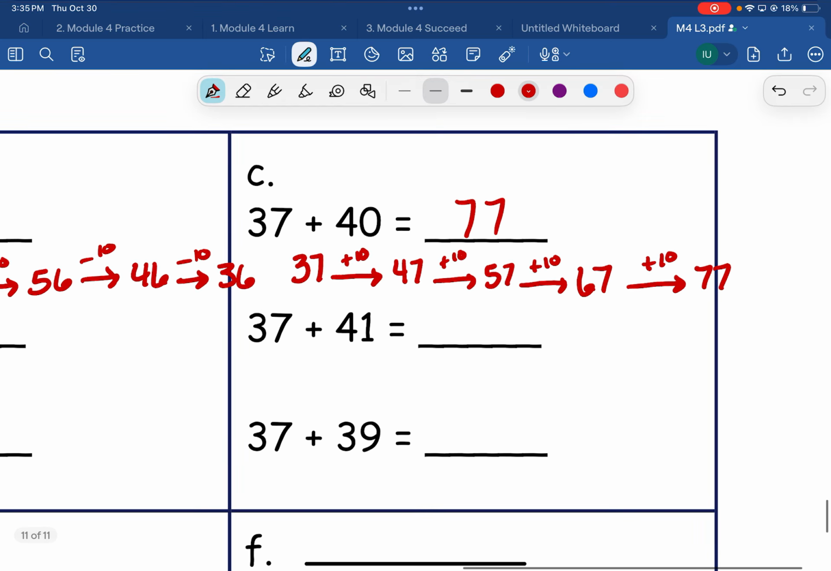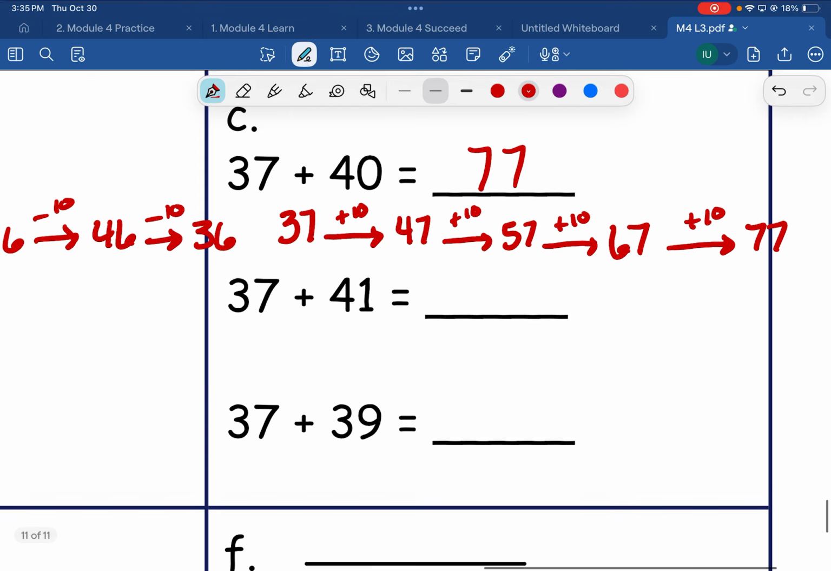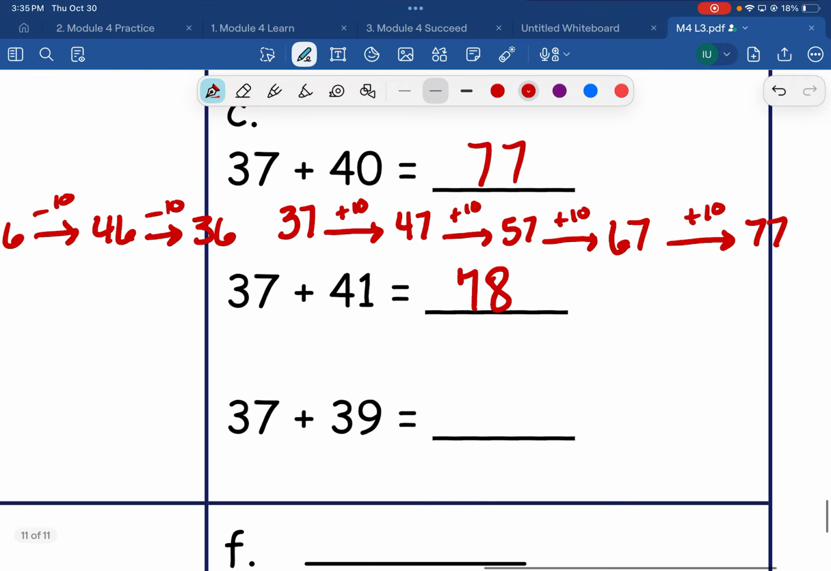So now we look at our second question. It says 37 plus 41. Well, 37 plus 40 is 77. Now we're going to add and increase one more. So instead of 77, it's going to increase by 1 because you're adding one more, which would be 78. Now when you do 37 plus 39, it's actually decreasing 1. So then 37 plus 39 would be 76.